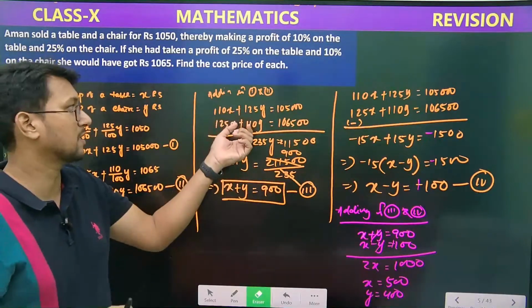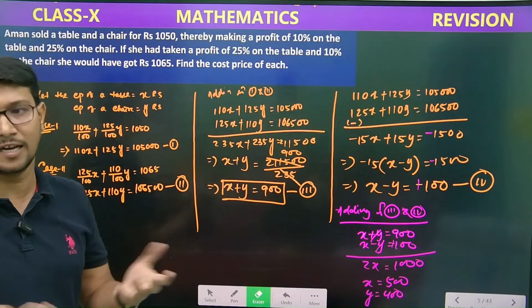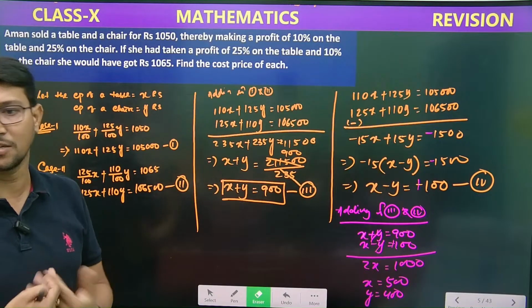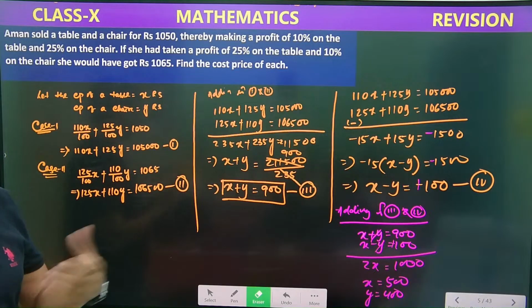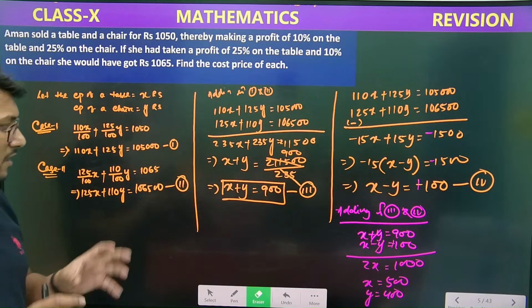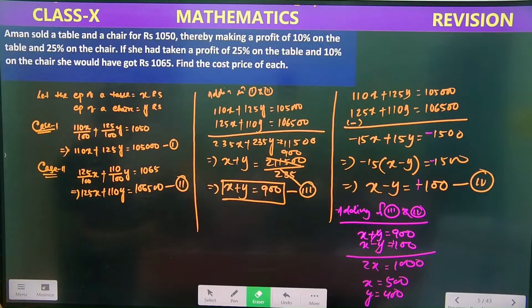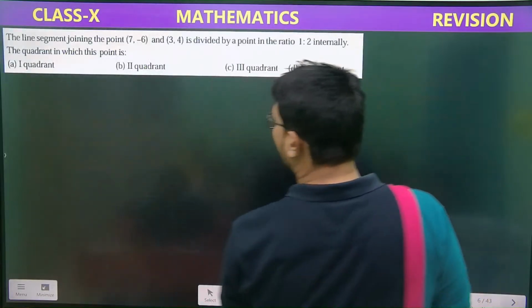Okay, equations basically. What problem? You have to first frame the equation. Then solve in two ways: elimination method or substitution. If it is easy to substitute, do substitution. If you feel it is easy to eliminate, eliminate. Okay, let us finish. Next question and your time starts now.